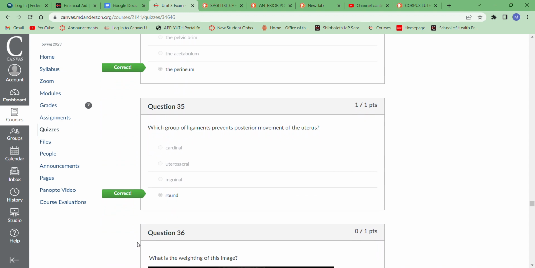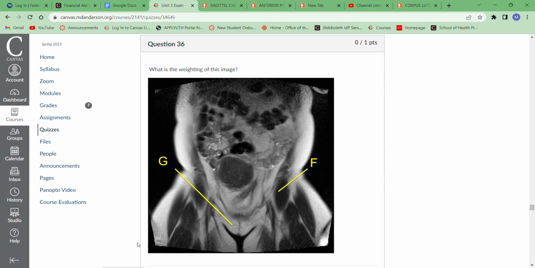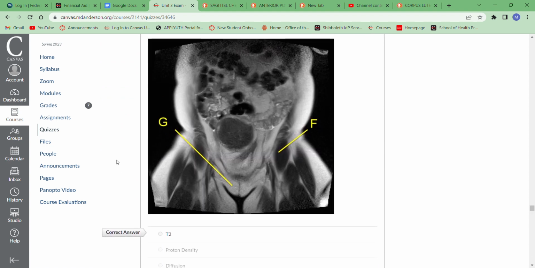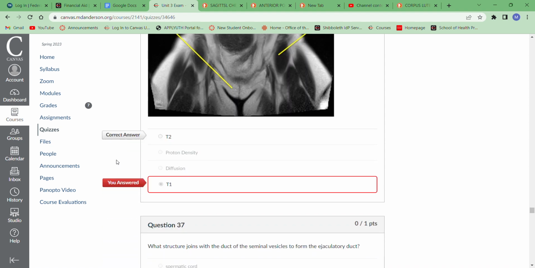What is the weighting of this image? It is a T2. How do you know that? Well, because you just do, okay? All right, next question.